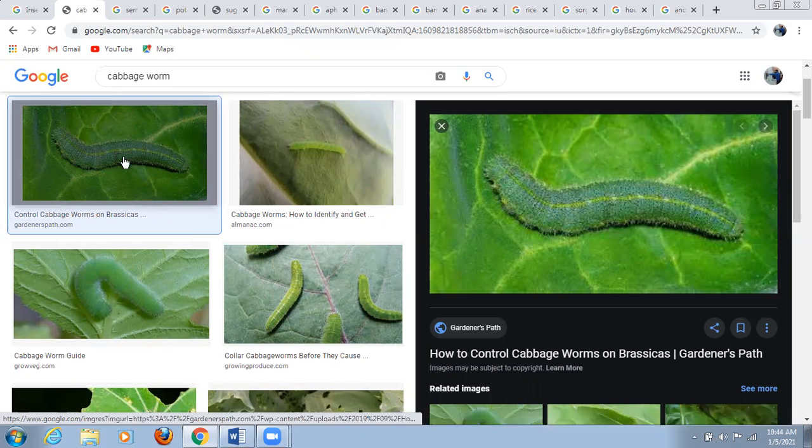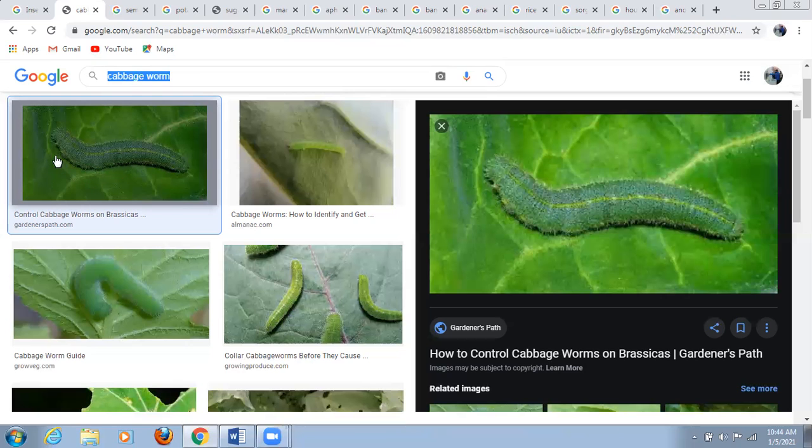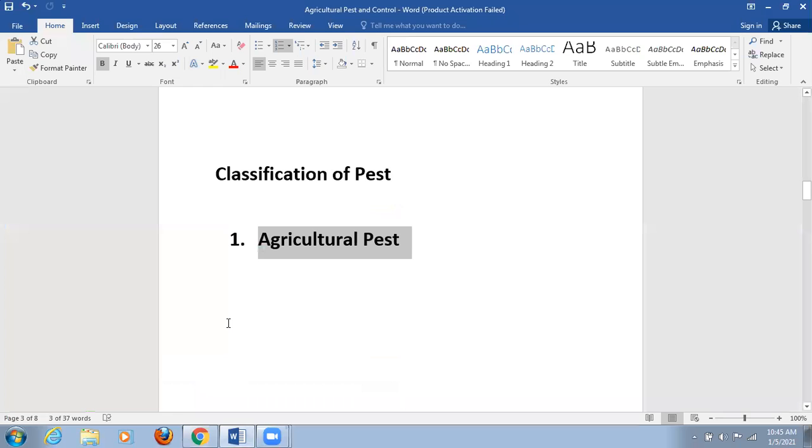On your screen you can see cabbage worms. These cabbage worms are elongated animals and they damage cabbage crops. Insect pests damage the crops at the immature stage and also at the adult stage. We know the life cycle of the insect: they hatch from eggs and then form a caterpillar, larva and adult stage. So insect pests either damage the crops at the immature stage or at the adult stage, and they eat the leaves or sap.